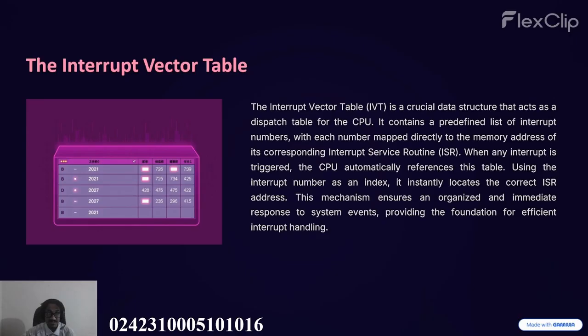So here we can see the interrupt vector table. The interrupt vector table, IVT, is a crucial data structure that acts as a dispatch table for the CPU. It contains a predefined list of interrupt numbers, with each number mapped directly to the memory address of its corresponding interrupt service routine, ISR. When any interrupt is triggered, the CPU automatically references this table using the interrupt number as an index. It instantly locates the correct ISR address. This mechanism ensures an organized and immediate response to system events, providing the foundation for efficient interrupt handling.